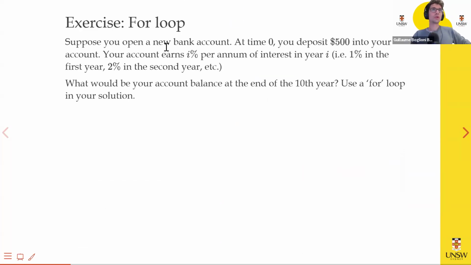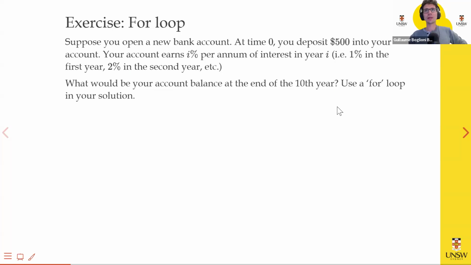So you open a new bank account at time 0, you deposit 500. Now, for some reason, your account earns i% per year, but in year i. So 1% in the first year, 2% in the second year, and so on. So the question is, what would be your account balance at the end of 10 years?